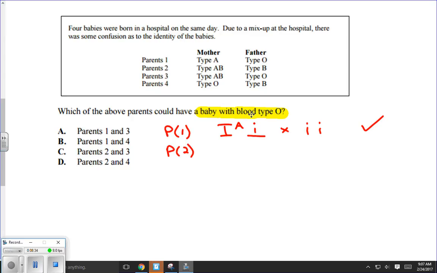We've got a mother who's type AB, so she must have a big IA and a big IB. And we have a father who's type B, so he must have a big IB, and we don't know if that's another big IB or if that's a little i. In this scenario, it doesn't really matter, because in order for a child to have type O blood, the child would have to have 2 little i's. Well, the mother doesn't have a little i to give. The mother's got a big IA and a big IB, which means this set of parents could not have a child that's little i, little i.